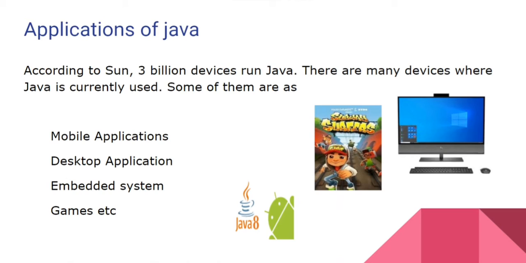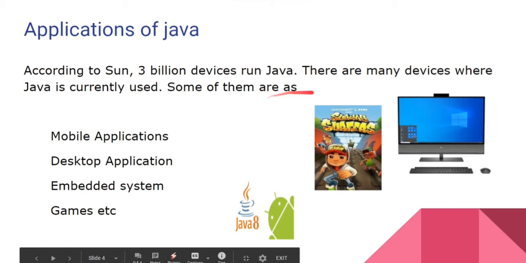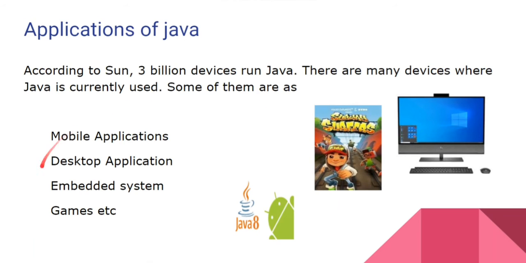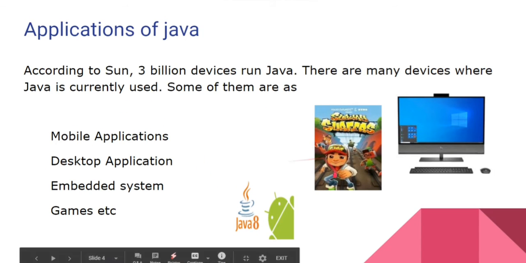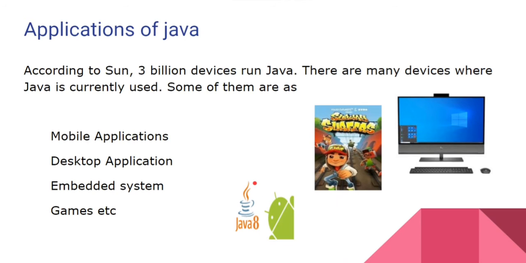Applications of Java: according to some estimates, 3 billion devices run Java. There are many devices where Java is currently used. Some of them are as follows. Mobile applications: we have the Android system, which is largely written in Java programming. That is why our Android devices run on Java. Nowadays Kotlin has also been adopted as an official language for Android developers, but Java is an official language of Android. So our smartphones run on Java.